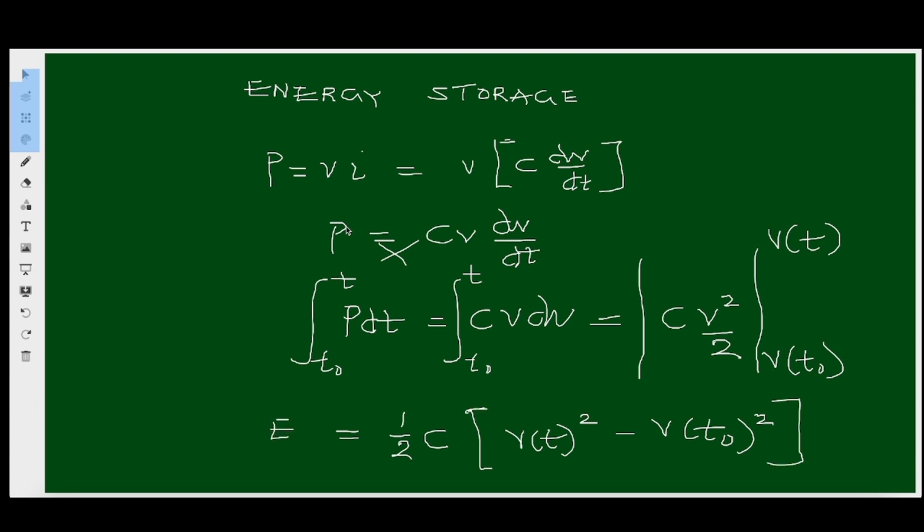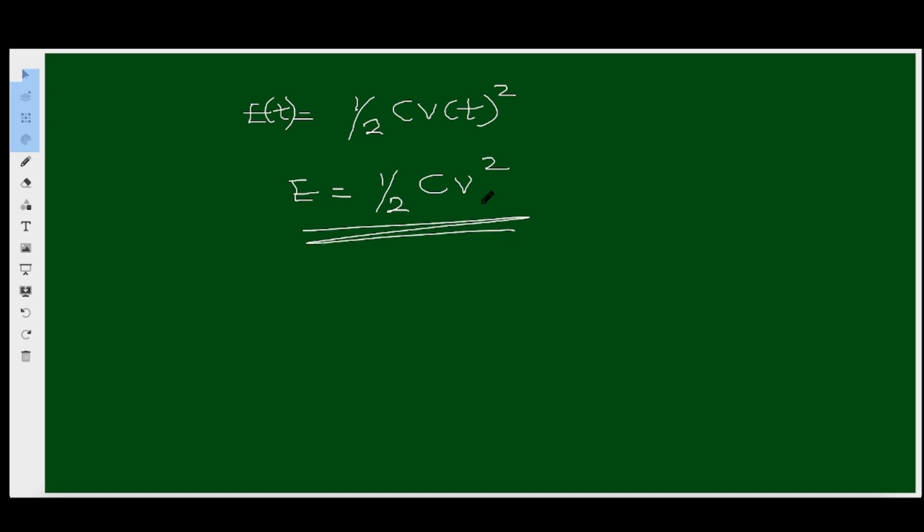Basically, if we select a zero energy reference at t naught, implying that the capacitor voltage is also 0 at that instant, this will be equal to 0, and therefore we have the energy equal to 1 over 2 CV of t squared, or basically we say energy is equal to 1 over 2 CV squared. So the energy stored in a capacitor is 1 over 2 CV squared. So let's solve an example with this.